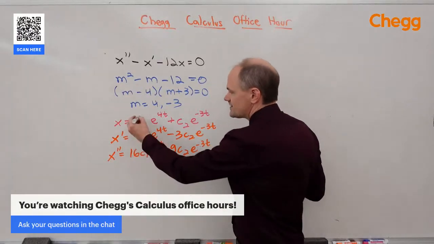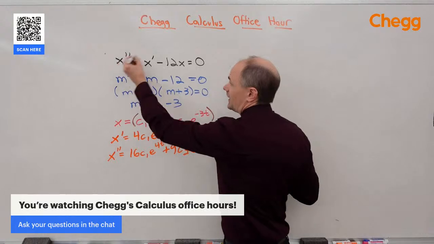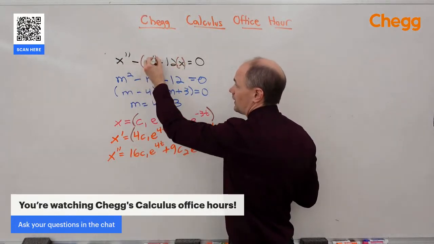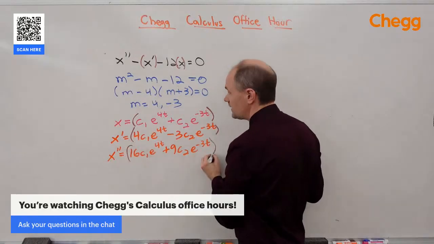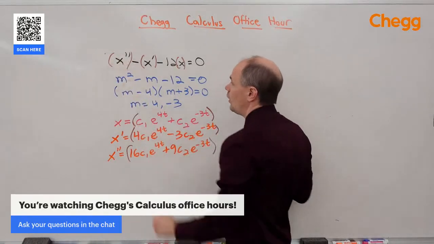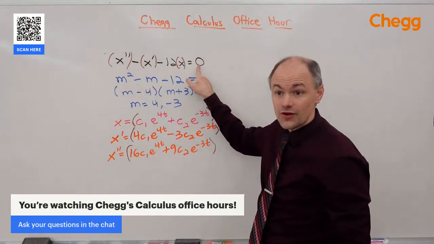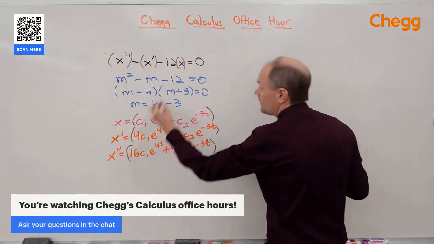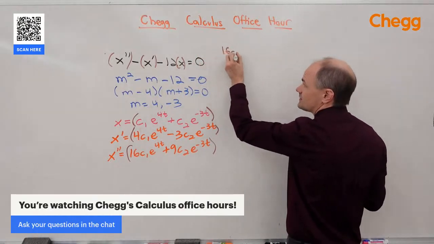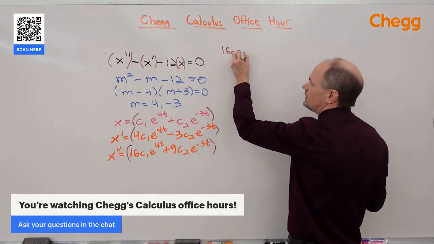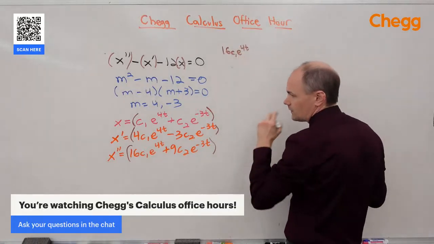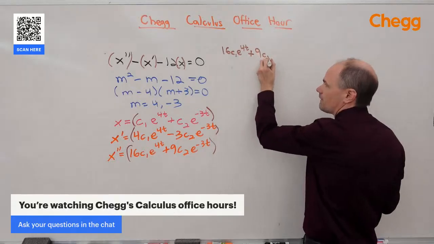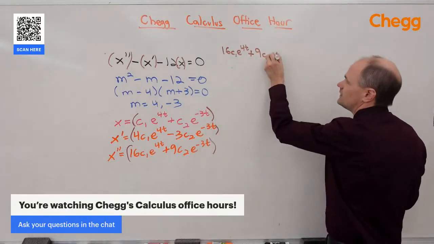So if I plug this in for the x, and I plug this in for the x prime, and I plug this in for the x double prime, hopefully that's going to give us 0 for an answer. Let's find out. Starting with x double prime, so we've got 16c1 e to the 4t plus 9c2 e to the negative 3t.